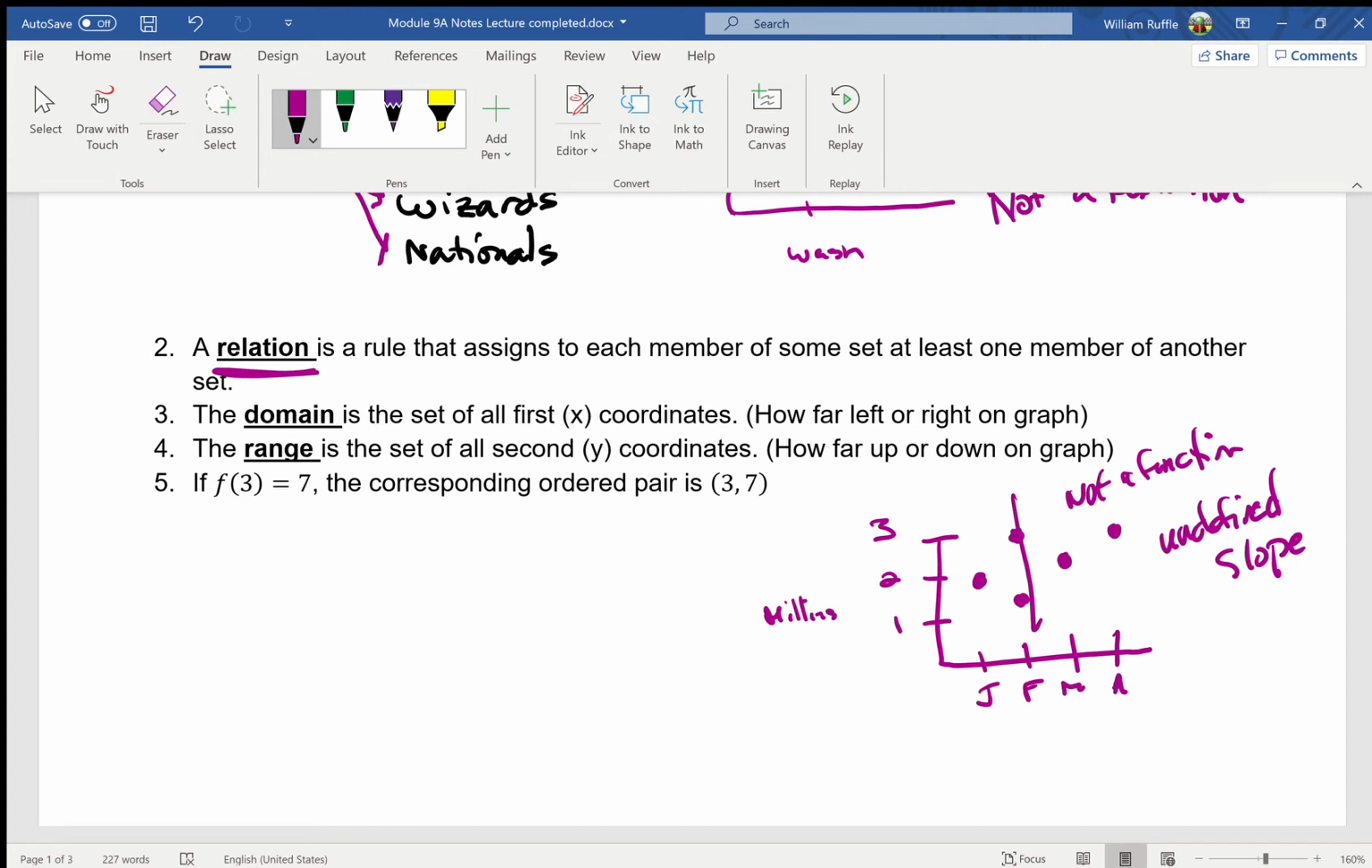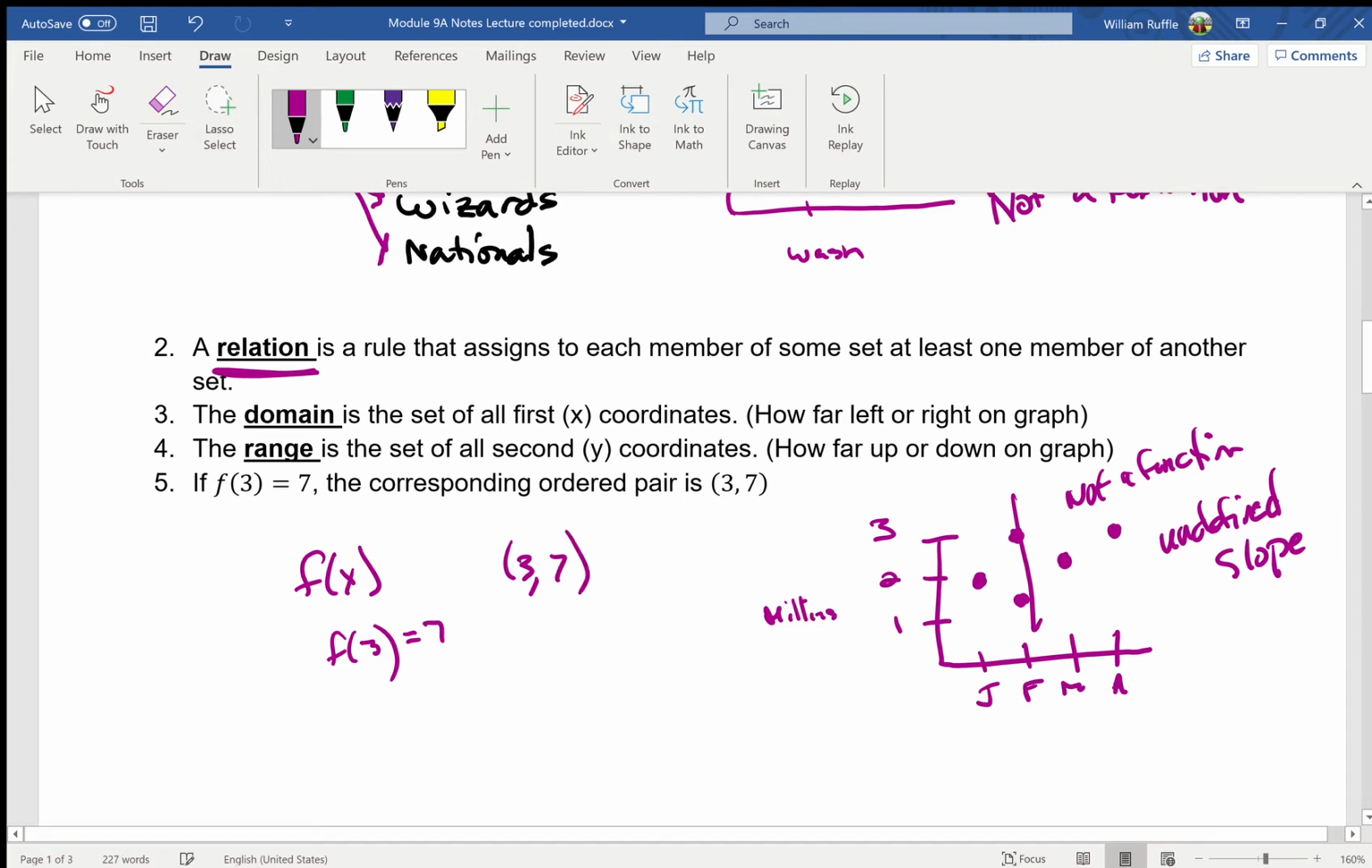And for plotting points, as I was just doing, if f of 3 is equal to 7, the corresponding ordered pair is (3, 7). Remember, we usually write it in f of x form. So if I put f of 3, that means x equals 3. I put it in the function and I get 7, that means my y value is 7.